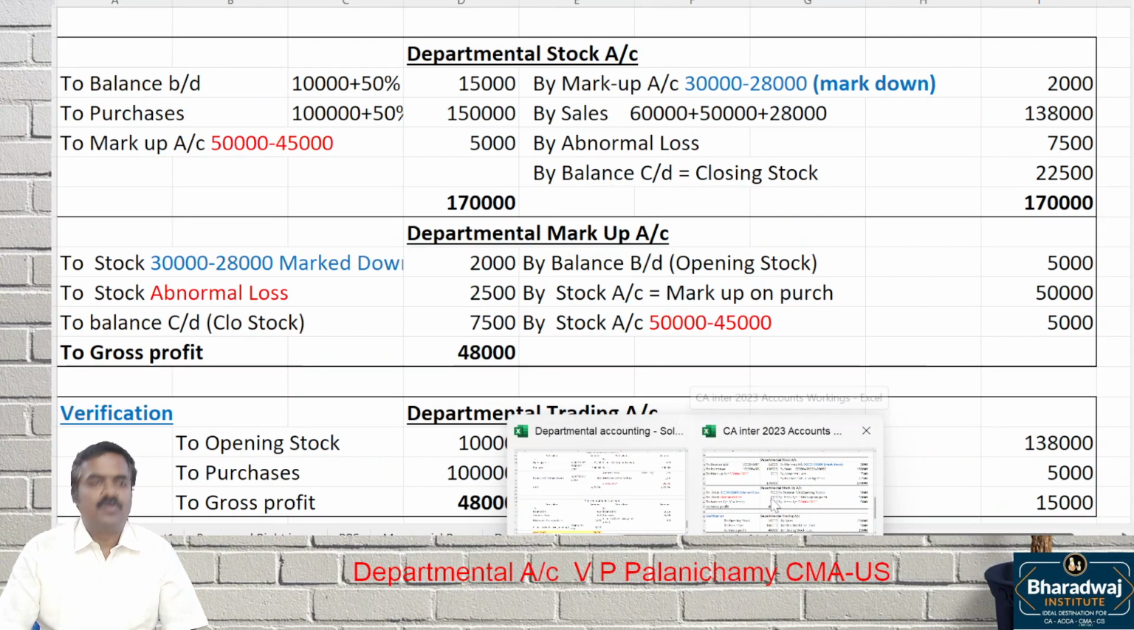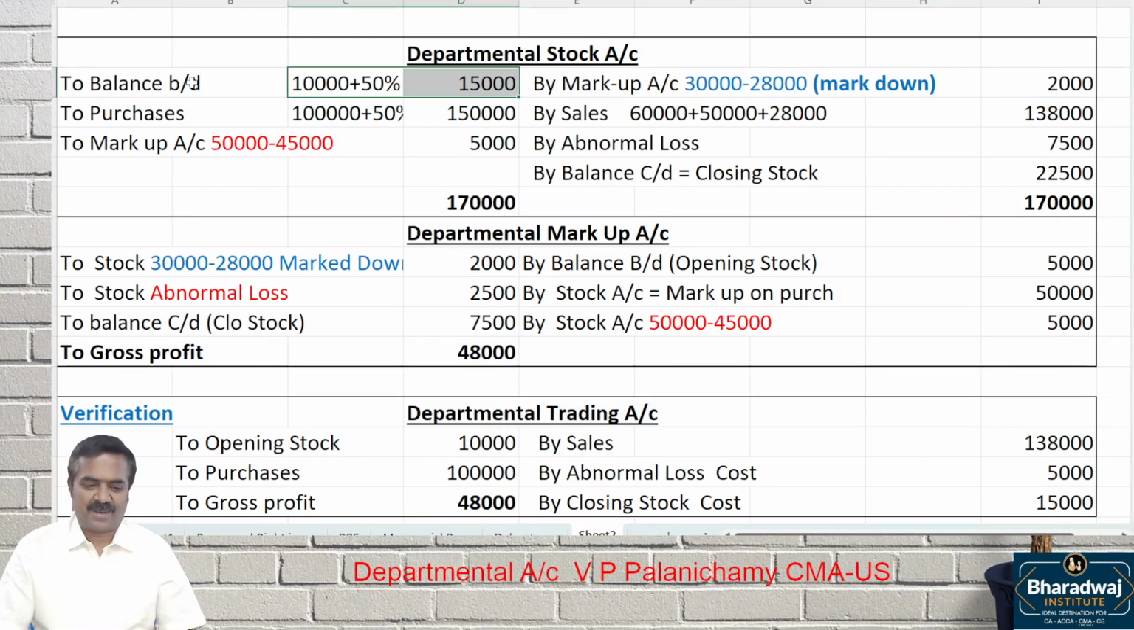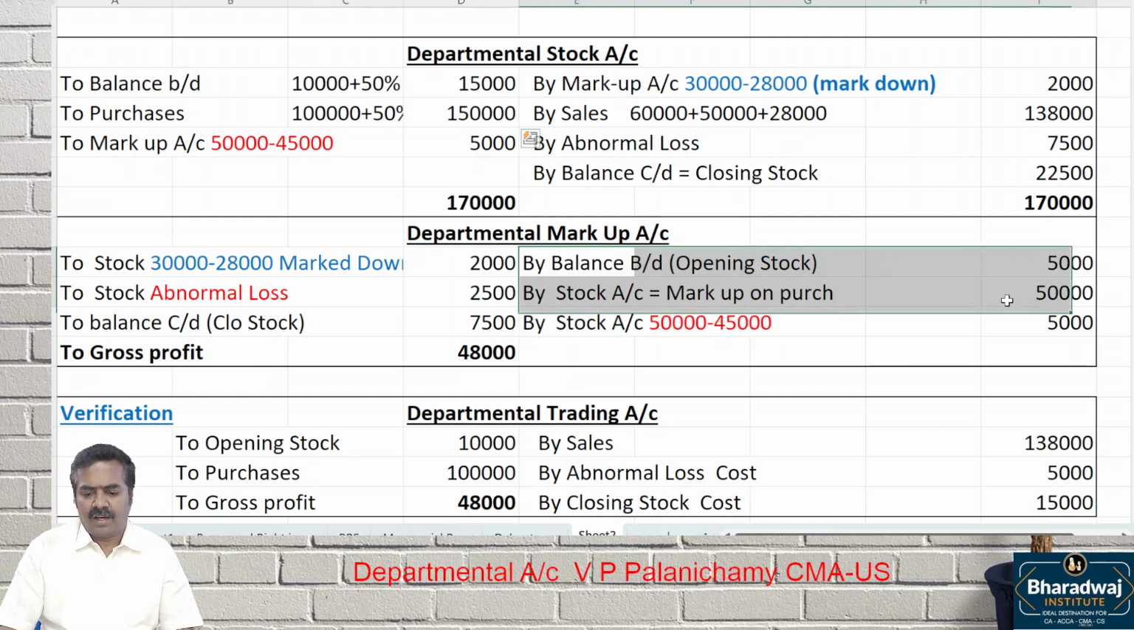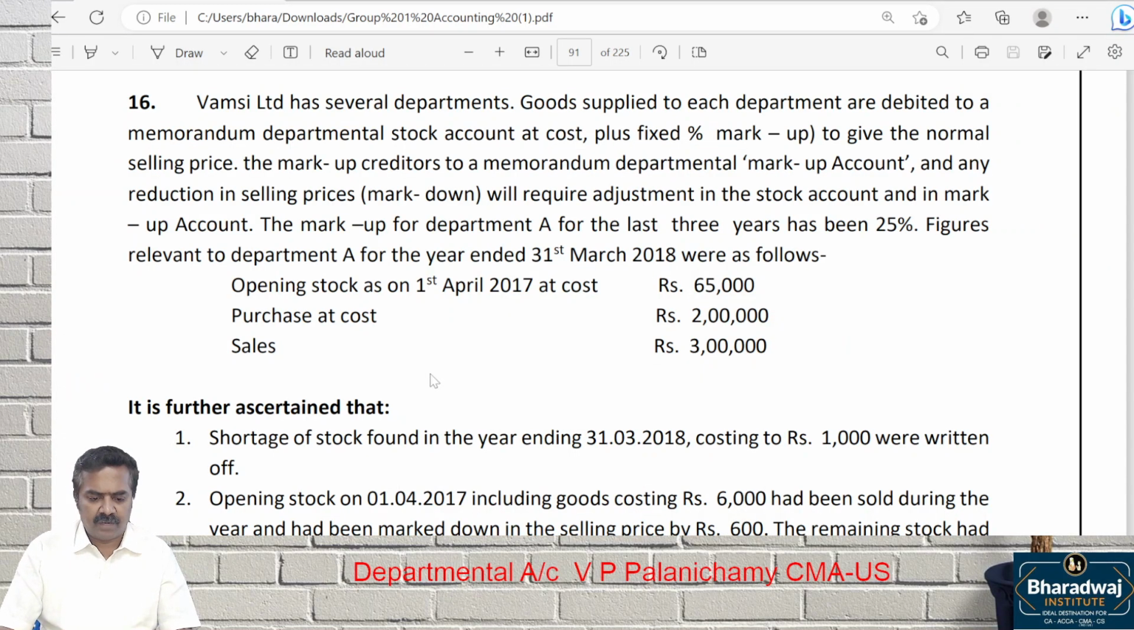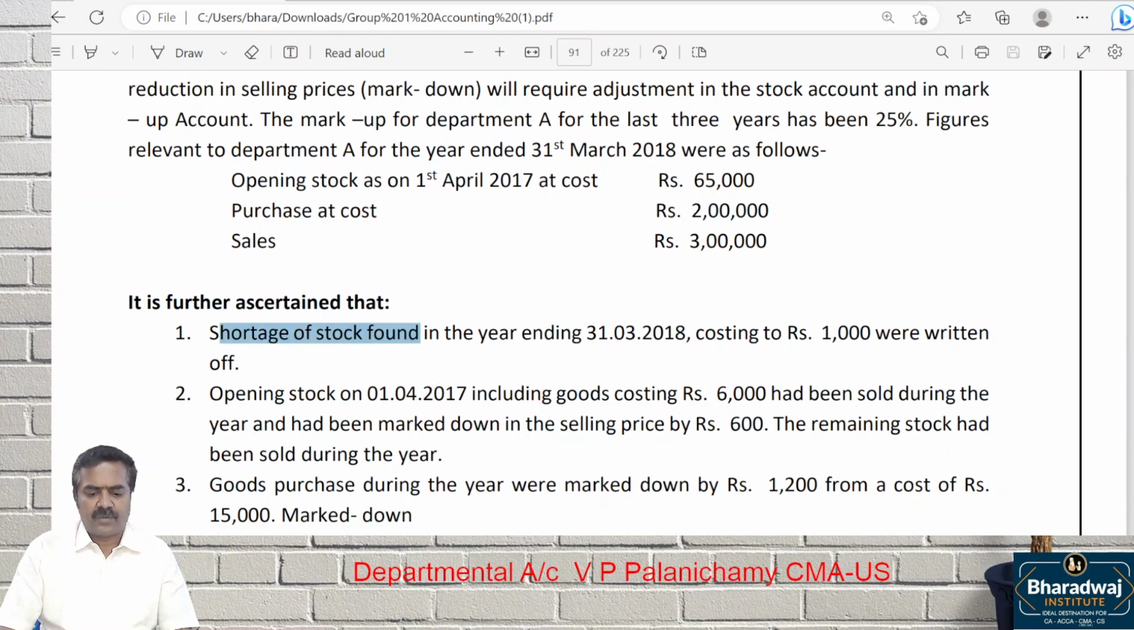ஒரு மணி நேரமா போட்டதுனால நீங்க என்ன சொன்னீங்க? Okay. Cost plus price departmental stock is maintained. Whatever is done there, it will be recorded in which account? Departmental markup also. Then wait பண்ணுங்க. Shortage of stock found means which one? Abnormal loss. Cost எவ்வளோ?